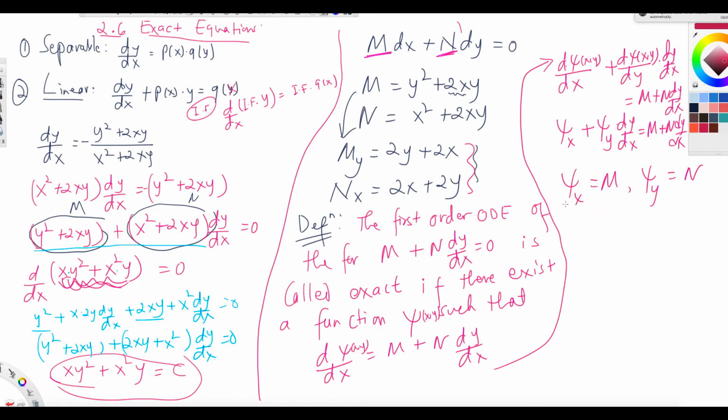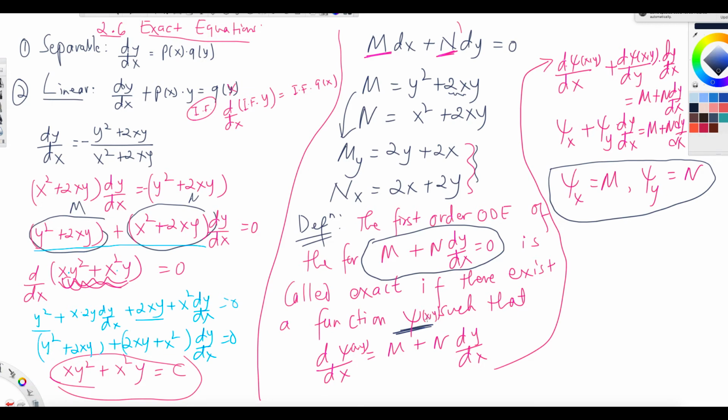This is how you can define it: the first order ODE of the form M plus N dy over dx equals 0 is called exact if there exists a function psi(x,y) such that psi sub x equals M and psi sub y equals N. If this is the case, then we call this equation the exact equation. In other words, this equation is called exact if there is a function psi so that the whole left hand side can be written as the derivative of psi with respect to x.